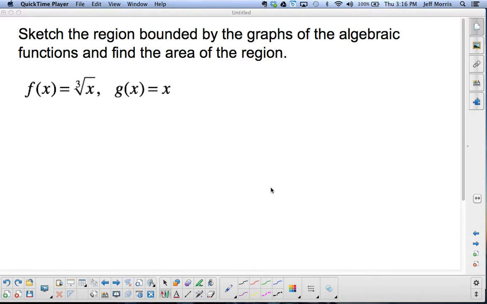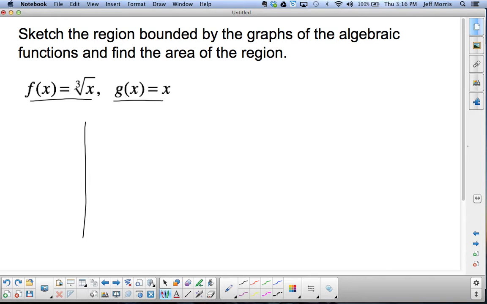Okay, sketch the region bounded by the graphs of the algebraic functions and find the area of that region. All right, so we have two functions here. So the first step is to sketch the region that we're trying to find the area of. This is actually really easy to do if you know your common graphs.